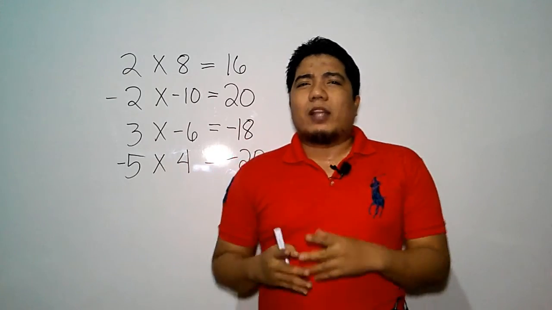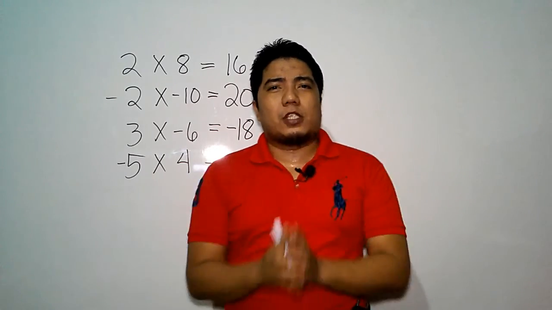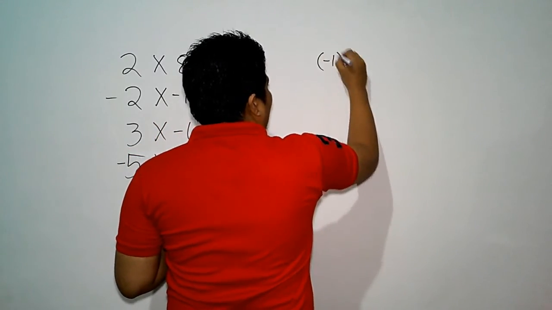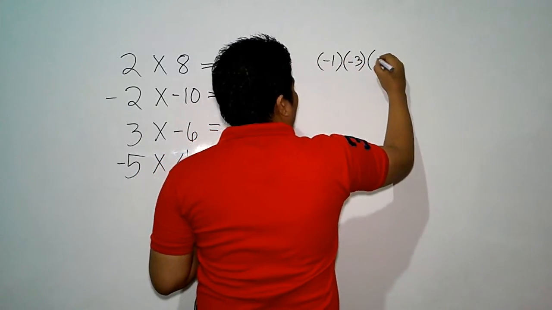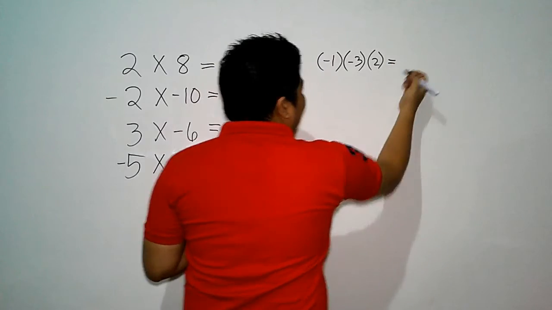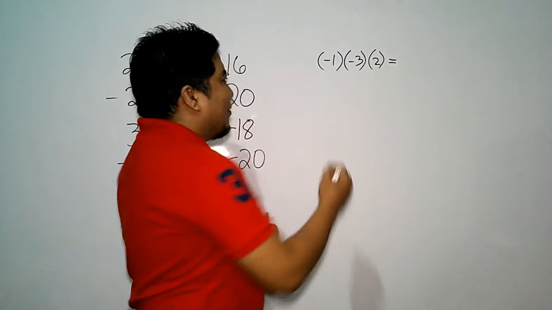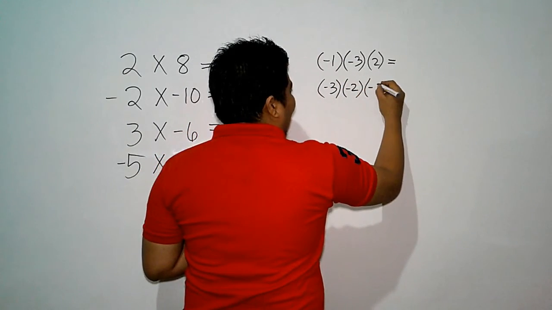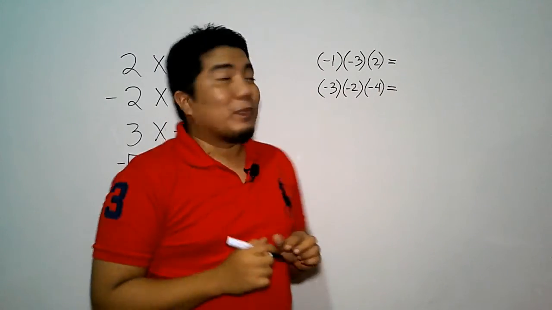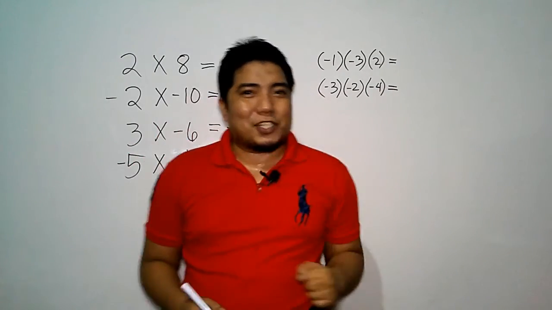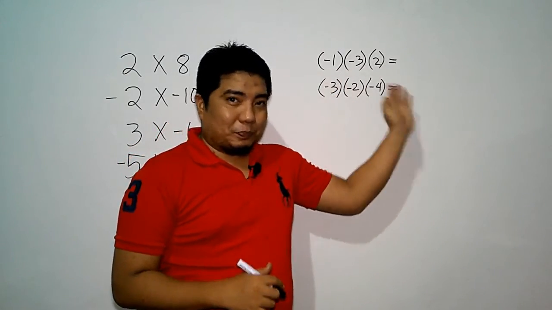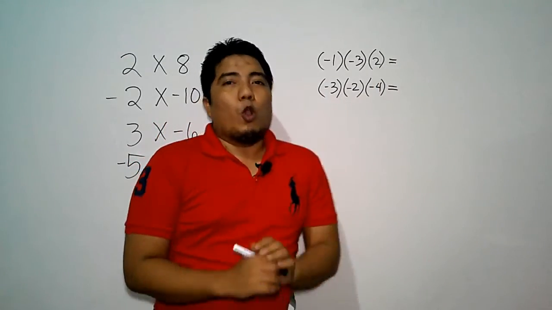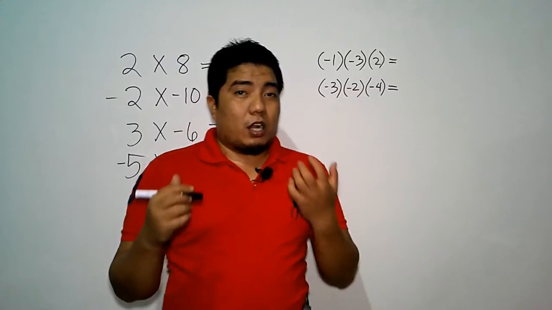Now, the question is, what if we are dealing with numerous factors in multiplying? Let's consider some examples. We have negative 1 times negative 3 times positive 2. What is the final answer? Okay. We also have negative 3 times negative 2 times negative 4. Now, let's consider these two examples. We have three factors, right? As you can see here, 2 are negative and the other one is positive. While in the second example, all of the factors are negative.